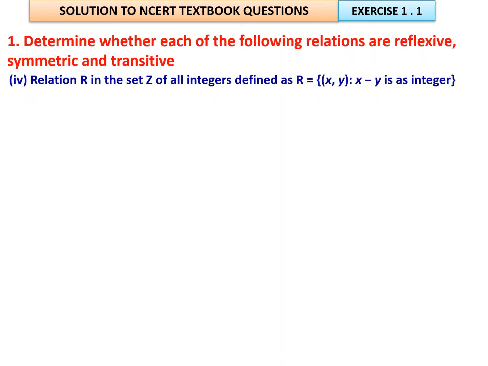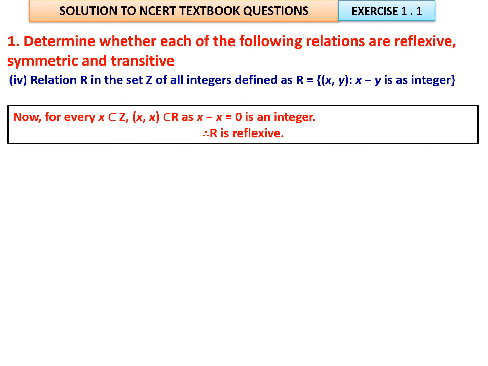x minus y such that x minus y is an integer. Be careful with that. Sometimes they may give you the difference also, but here it is x minus y, therefore any type of integers can come. Therefore x minus x, when you take x and x, will be 0, which is an integer, therefore R is reflexive. Remember, I am using the method which I explained when you are getting R as an infinite set. Here it is an infinite set.